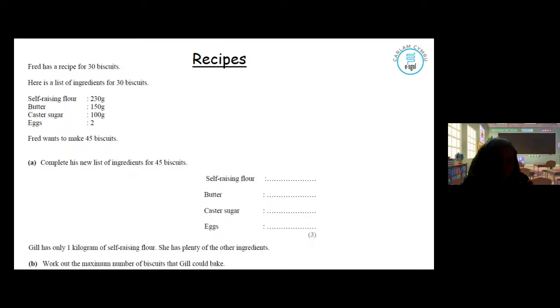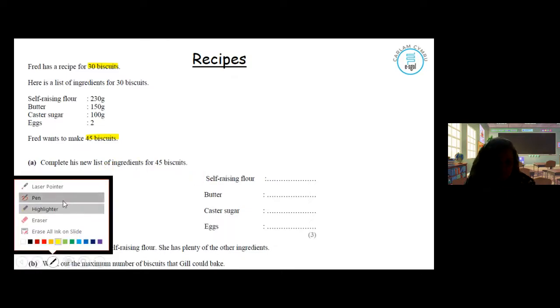Okay then, so first thing is let's have it really clear with what the question is giving us and what we're trying to work out. So Fred has a recipe for 30 biscuits. He has 230 grams of self-raising flour, 150 grams of butter, 100 grams of caster sugar, and 2 eggs. Fred wants to make 45 biscuits. Complete his new list of ingredients for 45.